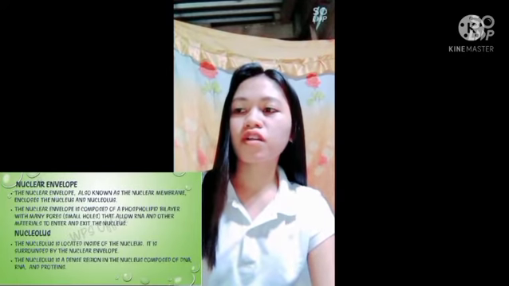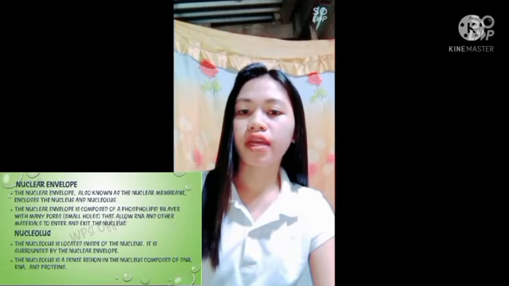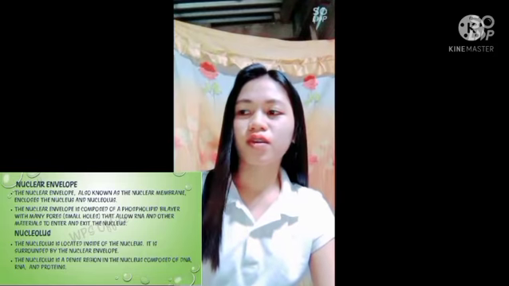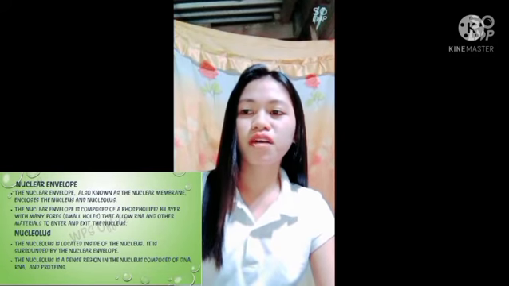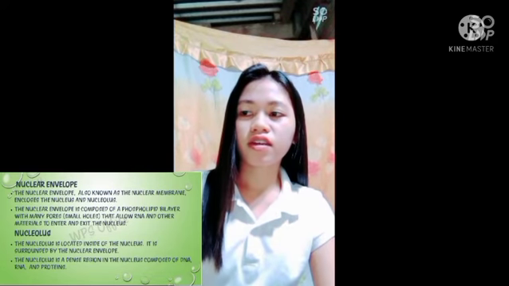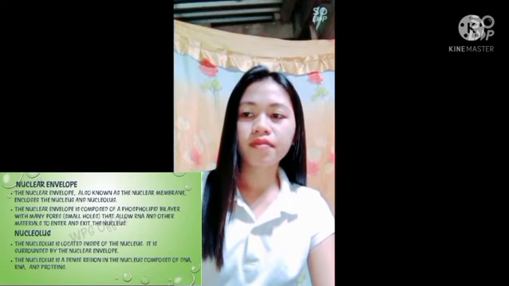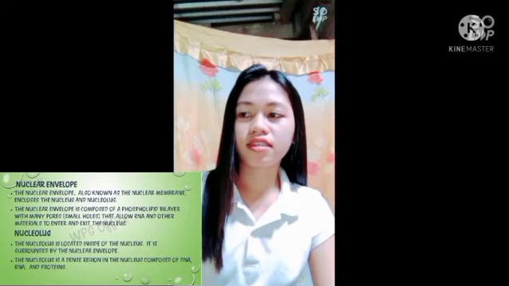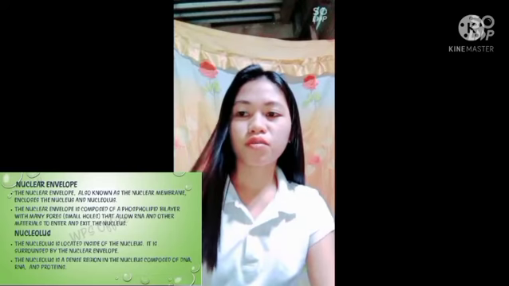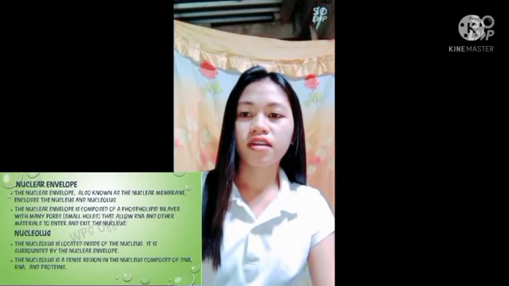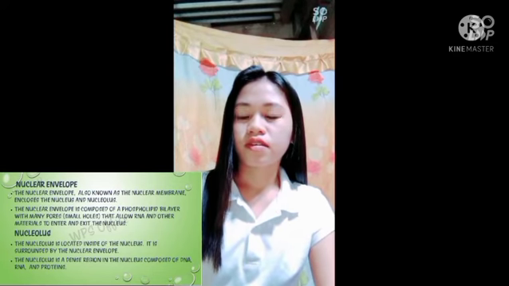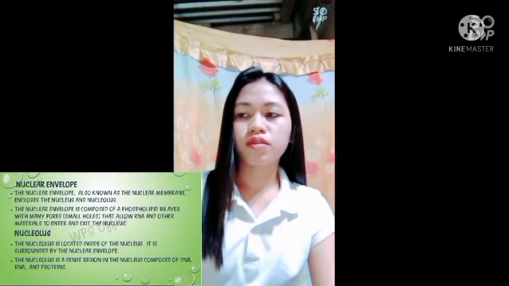Nuclear envelope, also known as nuclear membrane, includes the nucleus and nucleolus. So, ang nuclear envelope ay binubuo ng phospholipid bilayer. At ang nuclear envelope, ito yung may mga maliliit na butas. At itong mga butas na to, dito pumapasok at lumalabas ang mga materials papunta sa nucleus. And nucleolus.